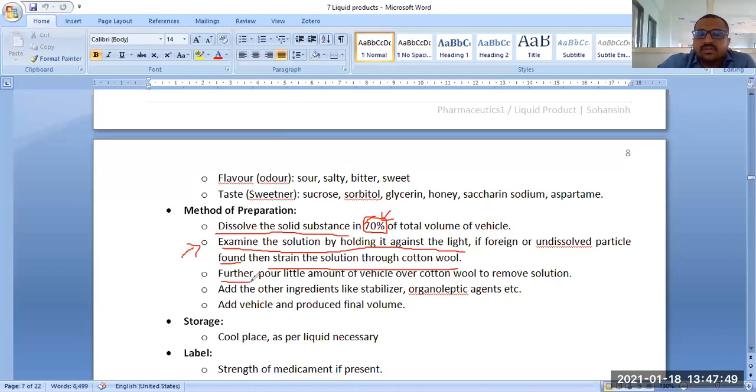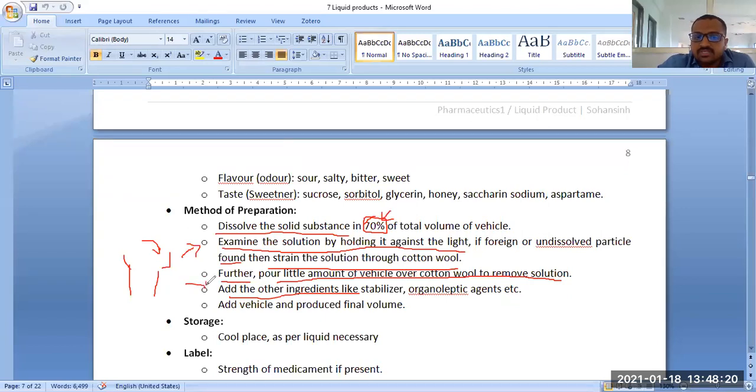Next one is, further pour a little amount of vehicle over cotton wool to remove the solution. Okay, जो 30% बचाया हुआ था वो भी वूल में से पास करना है, या फिल्टर पेपर में से पास करना है, तो उसके अंदर जो सॉल्वेंट प्रेजेंट होगा या ड्रग प्रेजेंट होगी, that can come with your solvent. Okay, and add the other ingredients like stabilizer or the organoleptic additives, color, flavor, preservative, that you have to add at the last of the preparation.